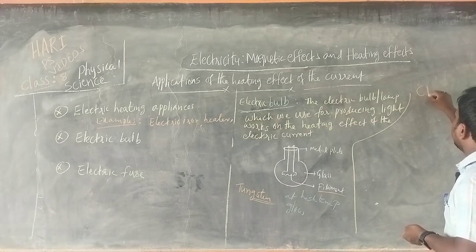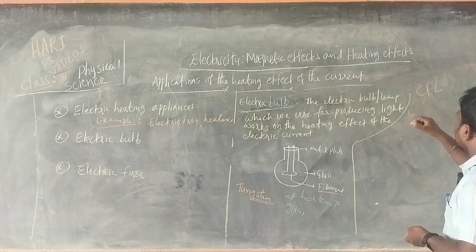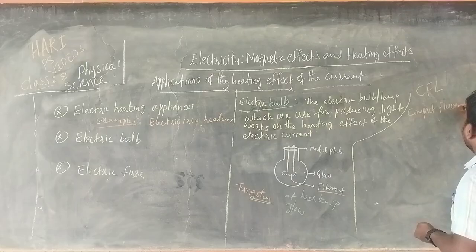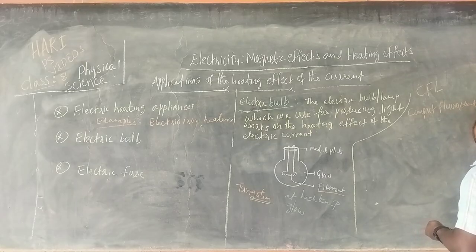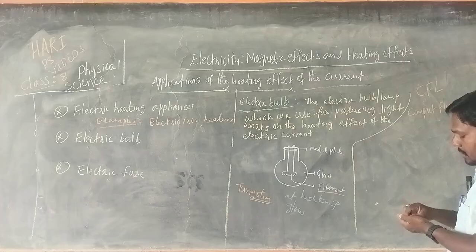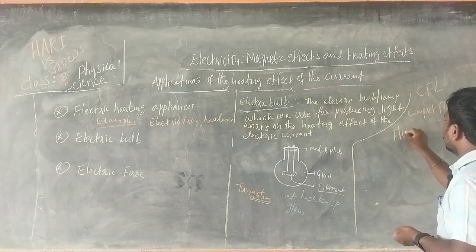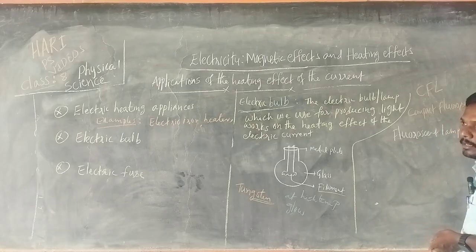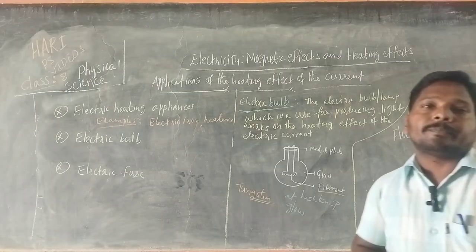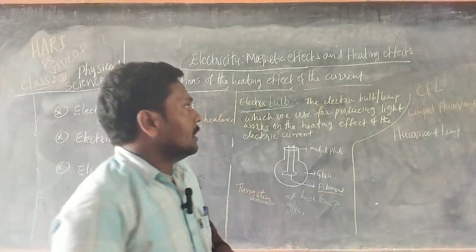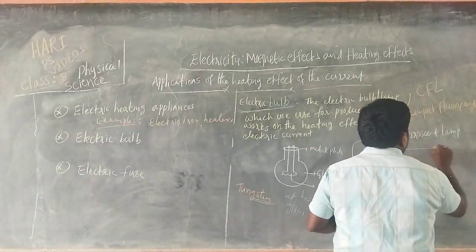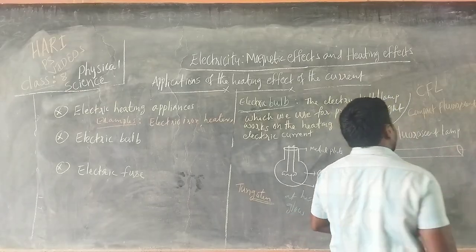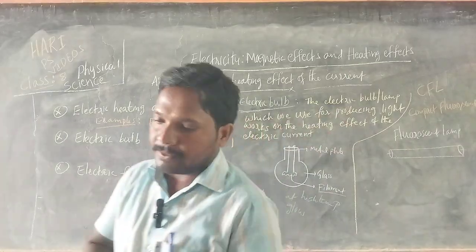They are CFL, compact fluorescent lamp. Compact fluorescent lamps and fluorescent lamps we are using. Nowadays we are also using LEDs. So fluorescent lamp, we call it tube lights. Tube lights are being used nowadays.